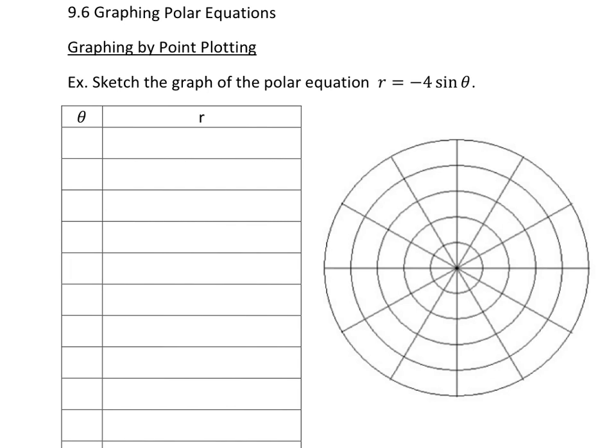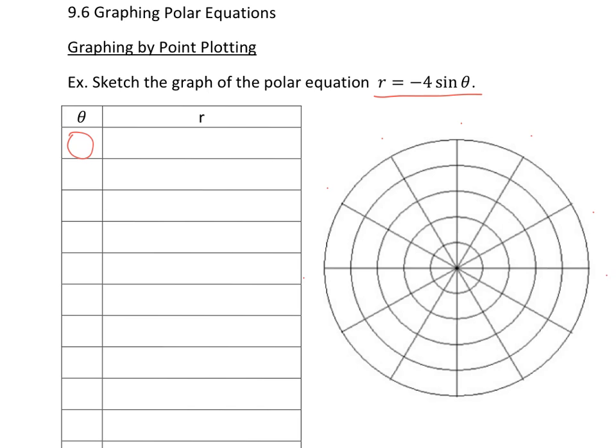Okay, we've talked about polar coordinates. Now we're going to talk about graphing polar equations. First one we're going to graph is r equals -4 sine theta. We're just going to make our way around the unit circle, putting in different thetas and figuring out what r would be with that. So I'm going to start with 0.